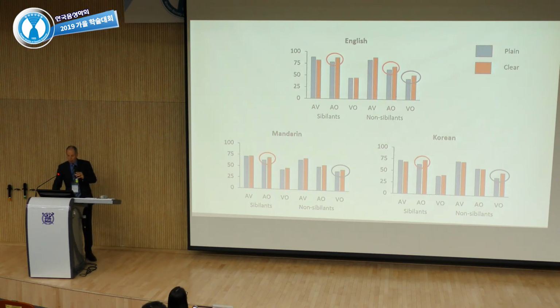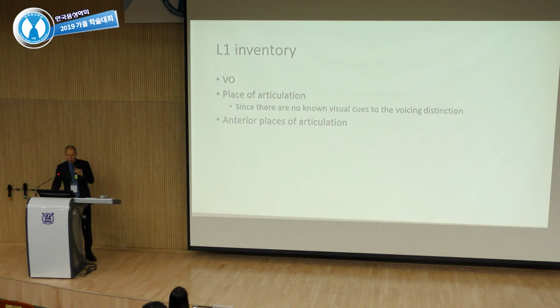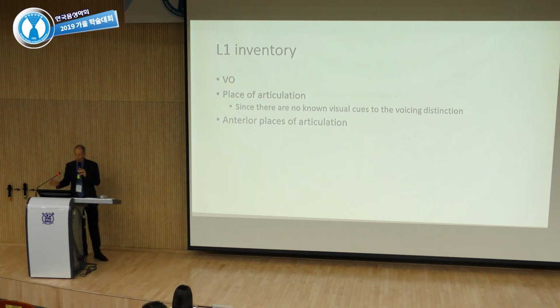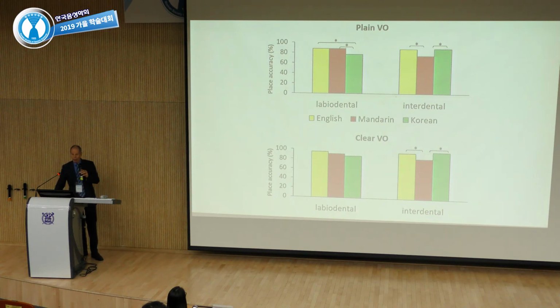Now I'm going to look a little more at specific effects of language background, focusing on the video-only mode. Remember, in video only, you cannot read voicing, so I'm going to collapse across voicing and just look at place of articulation, particularly the places up front that can be easily lip-read. So we're looking at plain video only on the top, clear video only on the bottom, for labiodentals and interdentals for the 3 different perceiver groups. And what you see here is that for the labiodentals, the Koreans don't do as well as the English and the Mandarin perceivers.